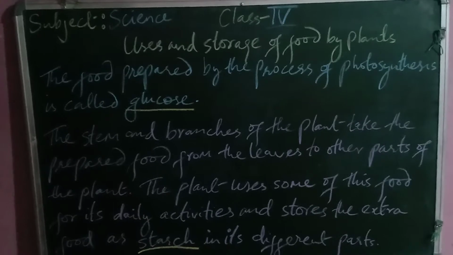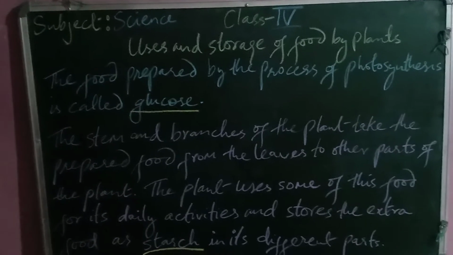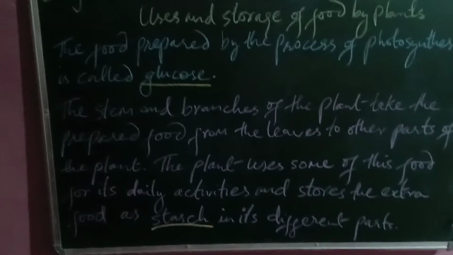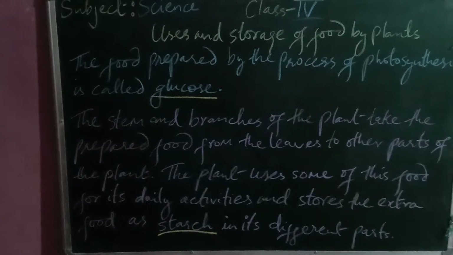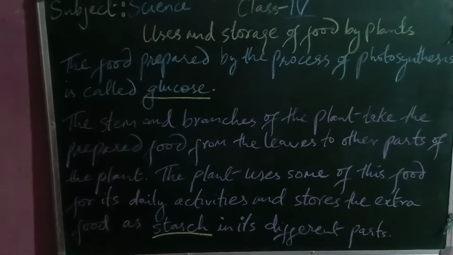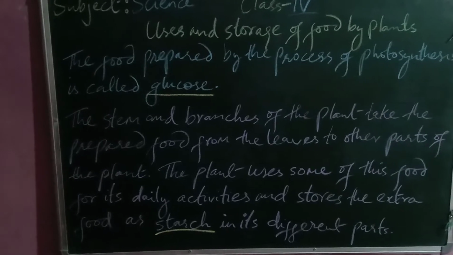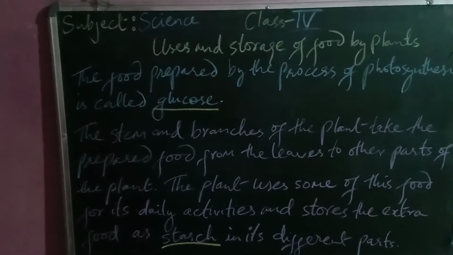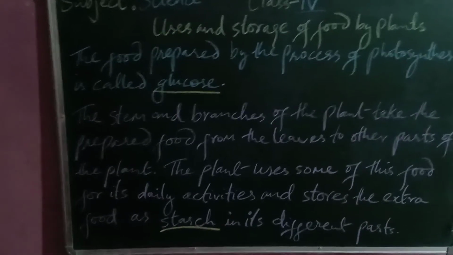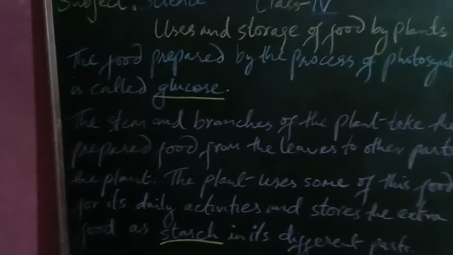uses and storage of food by plant. So how food has been used by plant and how it is stored in themselves. The food prepared by the process of photosynthesis is called glucose. Okay, the outcome of all that process of making the food is called glucose, but the process is called photosynthesis. The food which has been prepared out of that photosynthesis is called glucose.